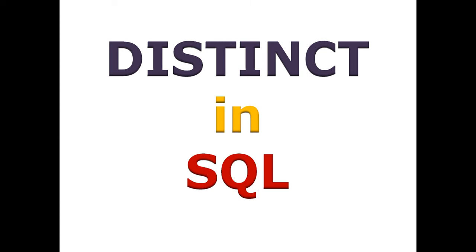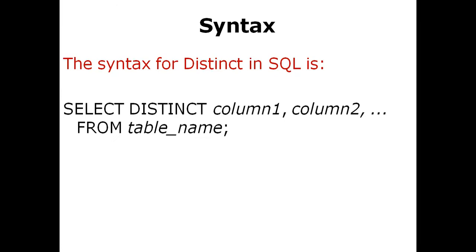In today's class we are going to talk about distinct keyword in SQL. The distinct keyword in SQL is used in conjunction with SQL statement to eliminate all the duplicate records and fetching only the unique records. Let us see the syntax of distinct first. It is used with select and then distinct keyword, and the column name comes for which you want the unique values, and then from and the table name.